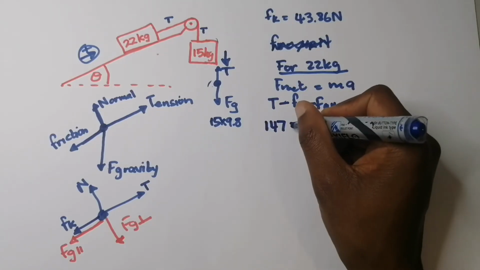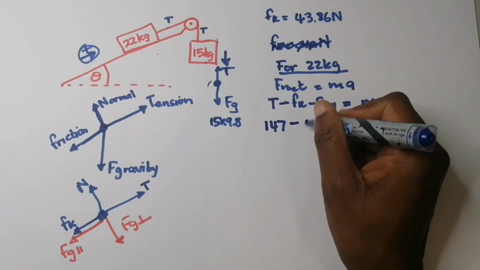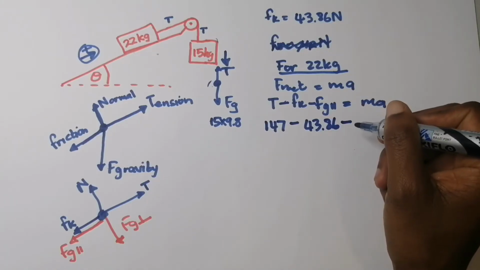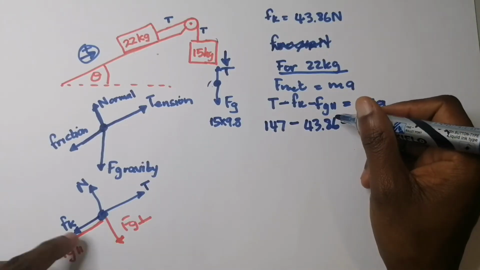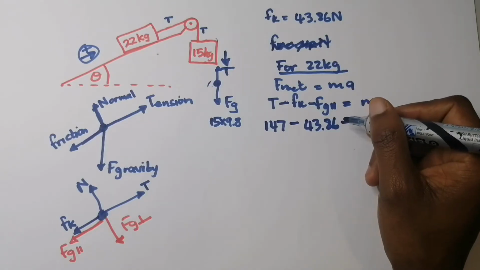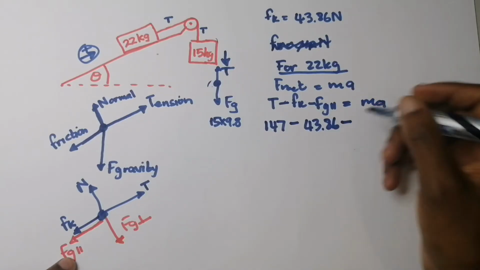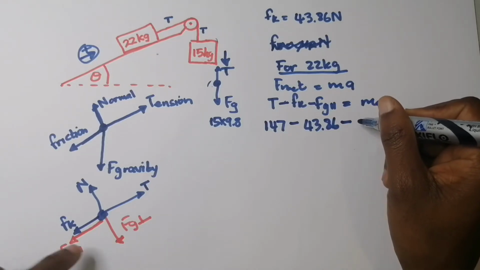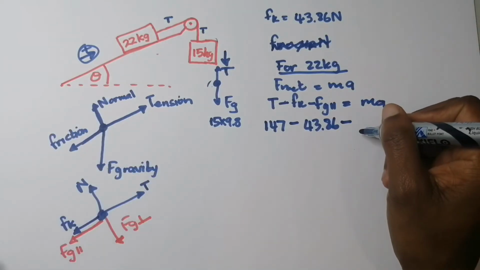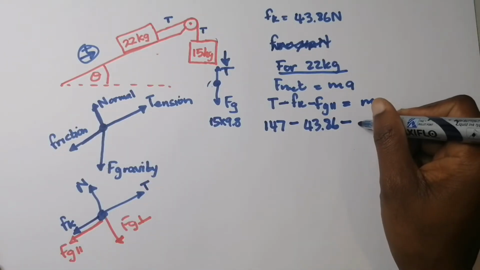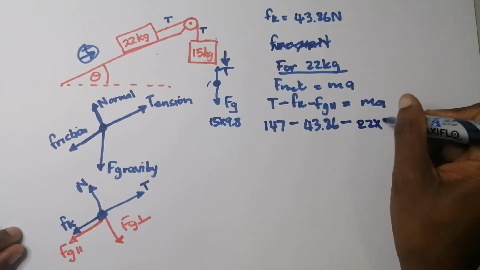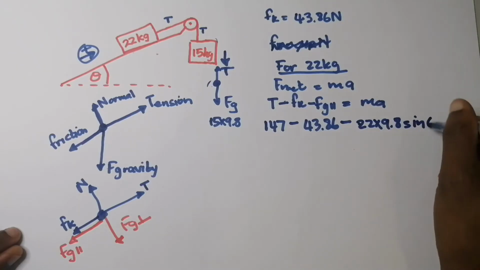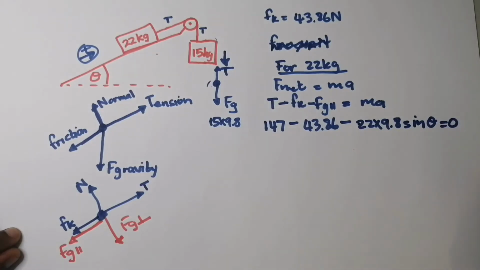So that's tension minus the friction, which is 43.86, minus, now please, I want you to note, how do we get FG parallel? I'm sure if you haven't watched our videos on Newton's laws, please just do so there. How do we get FG parallel? We always say it's mg sine theta, and theta would be the angle of elevation, isn't it? So this is going to be the mass, which is 22, times 9.8, times the sine of angle theta, and please remember this is equal to 0.